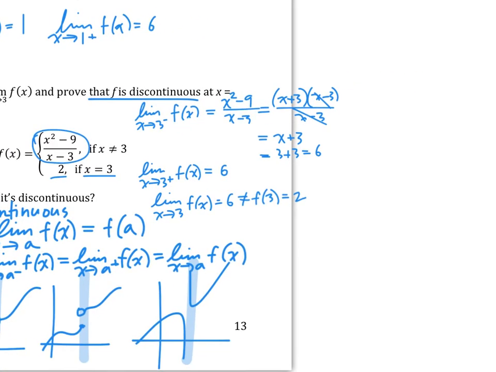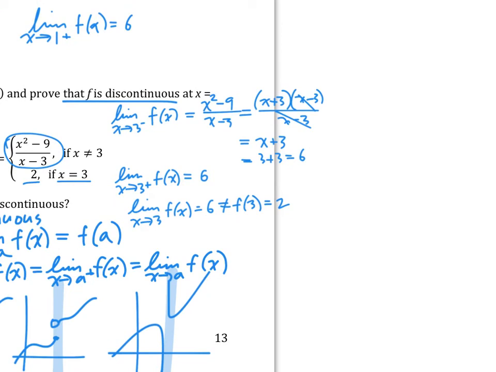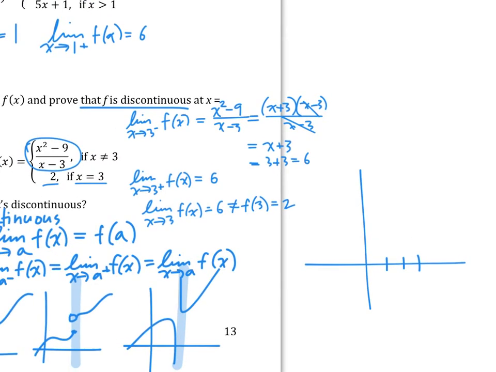Okay, that is very, very theoretical. So let me show you how this graph actually looks like at 3. So x squared minus 9 over x minus 3 is really just this function.